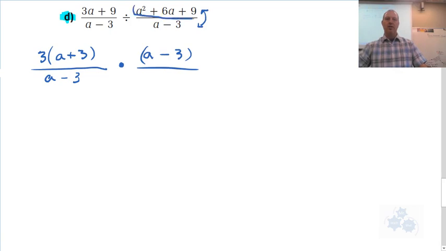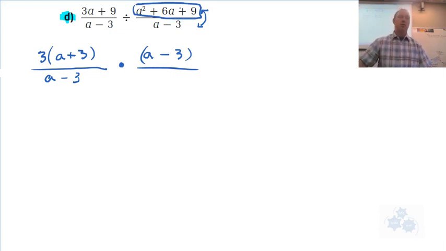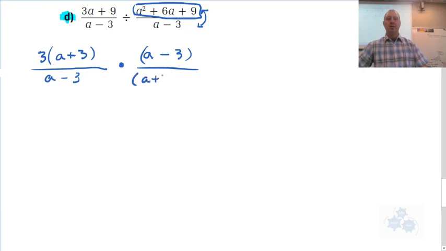Can I factor this trinomial? You sure can. You should be pretty good at factoring trinomials at this stage of the game here in this class. If you're still struggling with this, you need to do something about it, okay? Because this needs to be pretty automatic here. This is a plus 3 times a plus 3. Okay, it's a perfect square trinomial. 3 times 3 is 9. 3 plus 3 is 6. There you go. Okay, now is a good time to note restrictions before you start dividing things out.